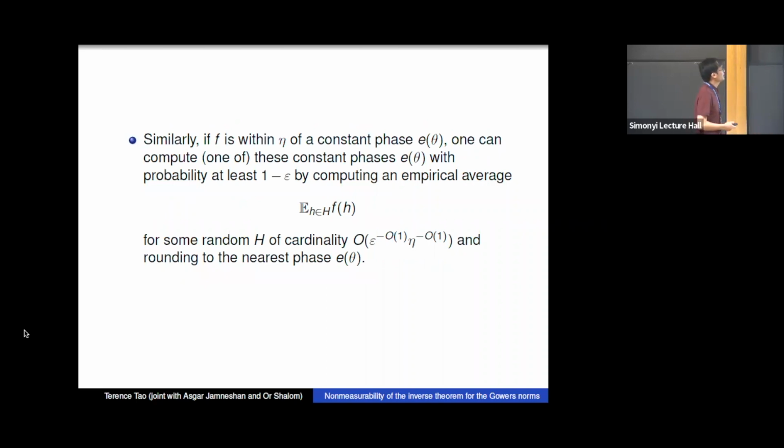Very similarly, if you want to actually find the phase that's closest to f, or reasonably close to f, you can just again take an empirical mean, just average f. If your Gowers norm is large, this mean will be close to the unit circle, and you just round it: you take the point on the unit circle that's closest to this empirical mean, and that will almost always be a phase that is close to your function. You can compute this in polynomial time in all the parameters. So this is all simple. This is undergraduate statistics, basically.